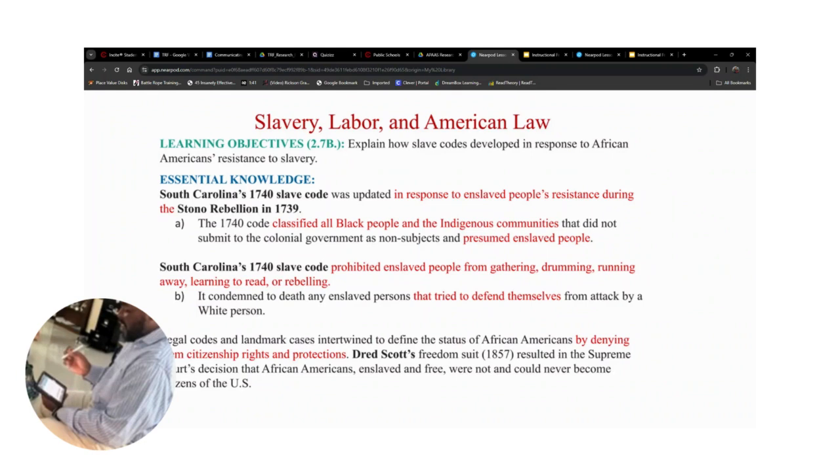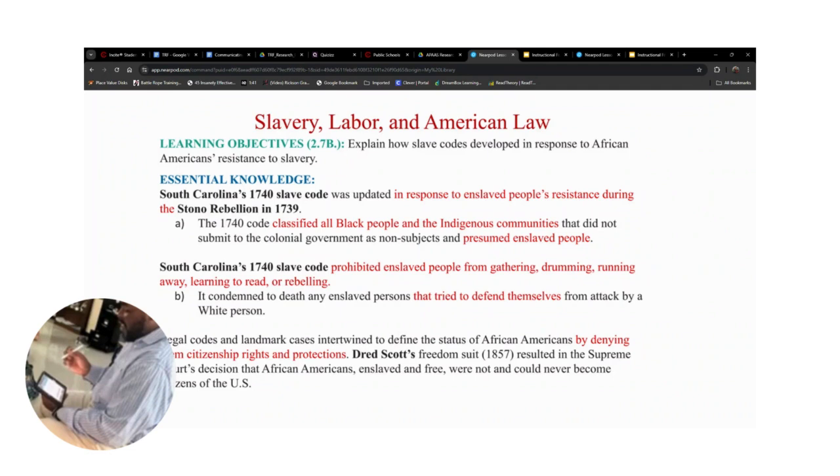This is 1740. Of course, running away, learning to read. We already talked about that a second ago. And also rebellion. Now, this is a catch, too. If you defend yourself, what's going to happen to you? You're condemned to death. Even if you don't die doing it, we're going to hang you before you do it. In other words, no type of rebellion. Does everybody got me on that? Again, this predates even the Constitution being written, which makes you understand why the Constitution was written the way it's written.